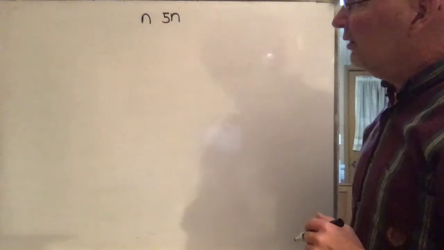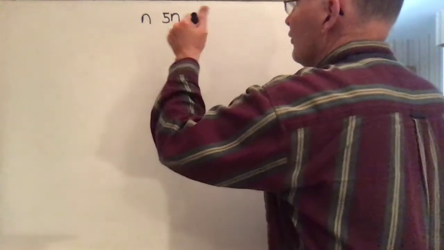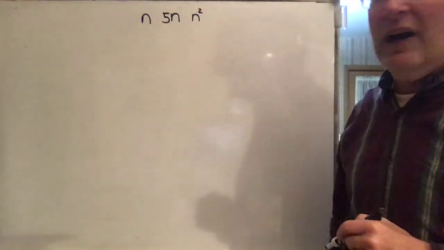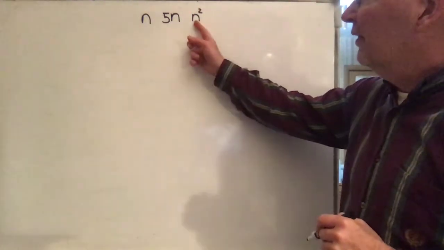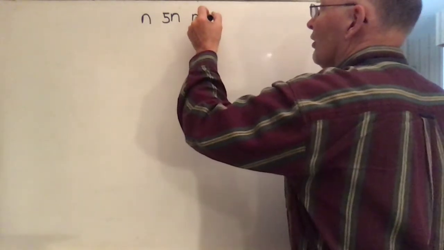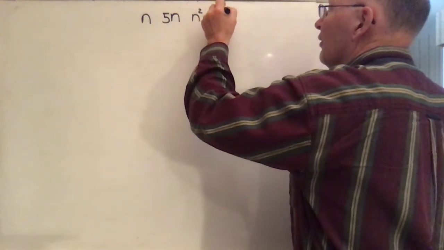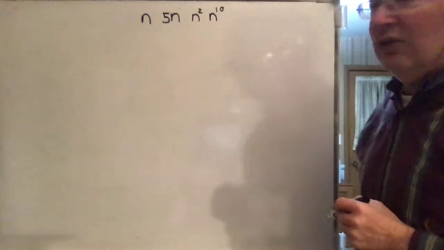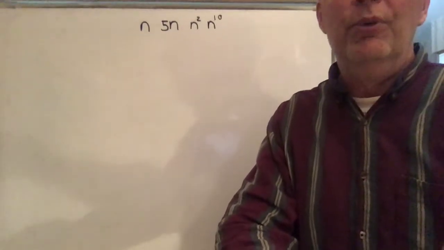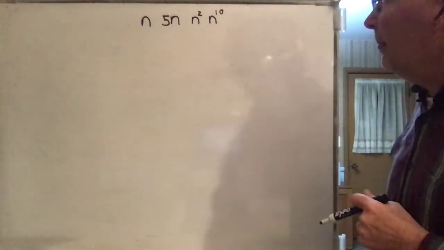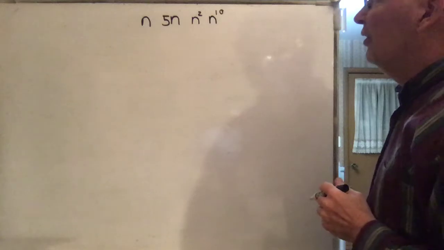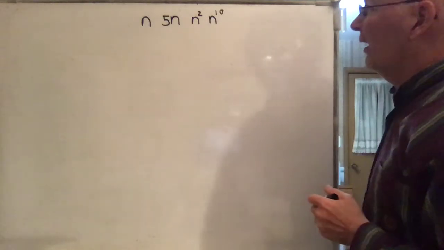So that grows faster. Then we can get much faster than that by going n squared, which grows faster than 5n as n gets big. This is going to leave this in the dust. And of course, as soon as you say n squared, you can make it n cubed or n to the 10th or n to the 100th or anything like that. Those are all things that are going to grow faster than the previous one.